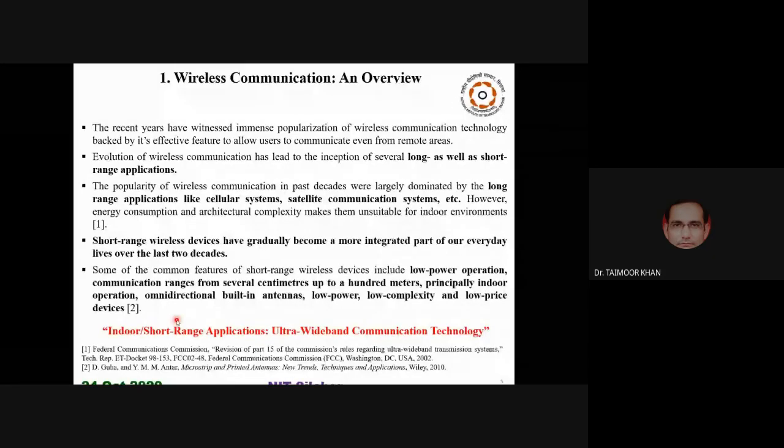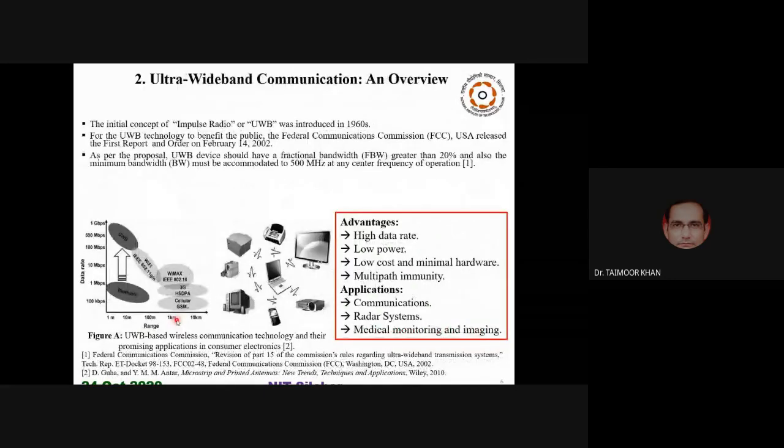Coming back to short range communication, nowadays ultra wideband communication technology is being widely used for indoor or short range communication. If you see here in figure one, different wireless technologies have been used for short range communication, starting from Bluetooth, then Wi-Fi came into the picture, WiMAX is there, then cellular GSM, etc.